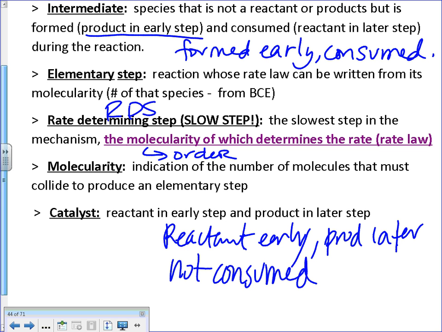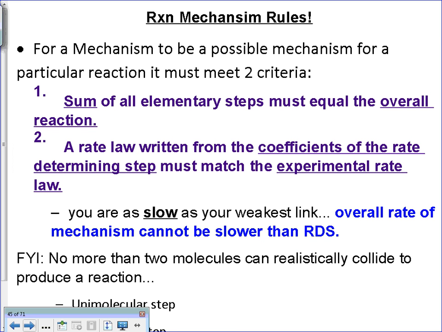Okay, I'm going to show you guys some more examples of this, and if I need to come back to the definitions page, I will, because I'm going to use these terms more readily now. These are the two criteria that we just wrote down. If you want to just jot down two criteria and say what we just said earlier: sum of elementary steps equals the overall balanced equation, and then RDS coefficients match rate law. That's about as simplified as I can make it.